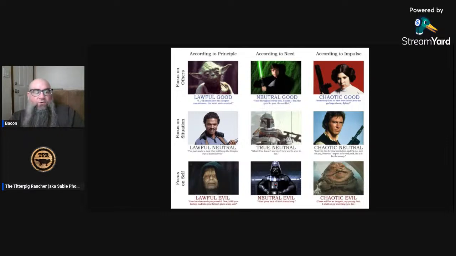Okay. Well, we'll go there. Focus on self, focus on situation, focus on others as the X axis, the good, evil or neutral. Yes. And then according to principle, need, or impulse with regard to lawful or chaotic, the lawful chaotic continuum. So I really like that. I think that it works really well. And I think I never saw anyone else label them that way either.